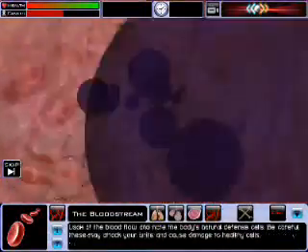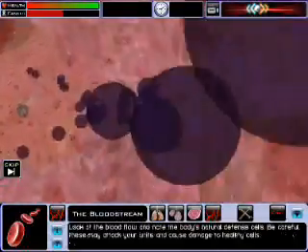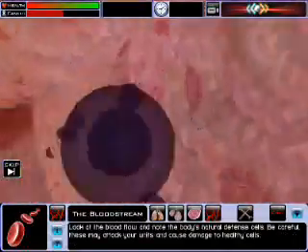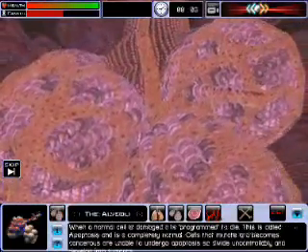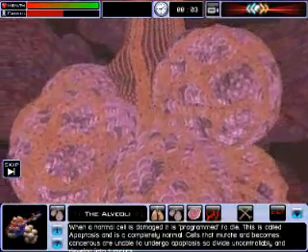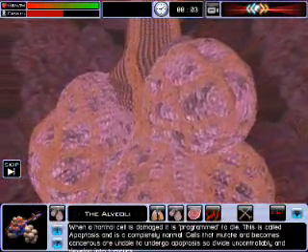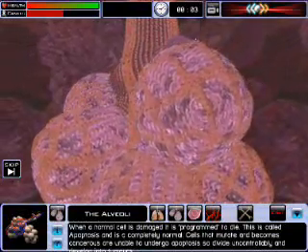Look at the blood flow and note the body's natural defense cells. Be careful, these may attack your units and cause damage to healthy cells. When a normal cell is damaged, it is programmed to die. This is called apoptosis and is a completely normal process in living organisms.